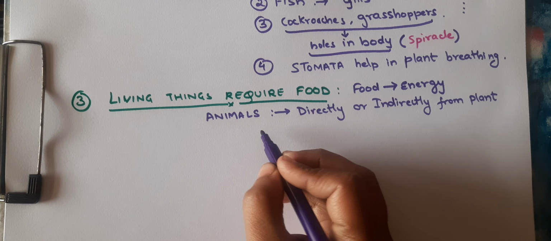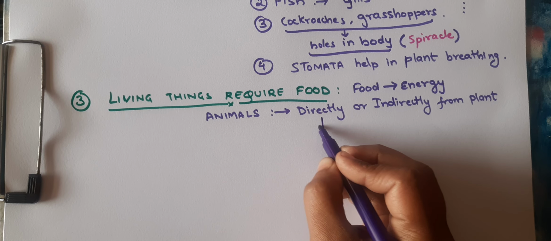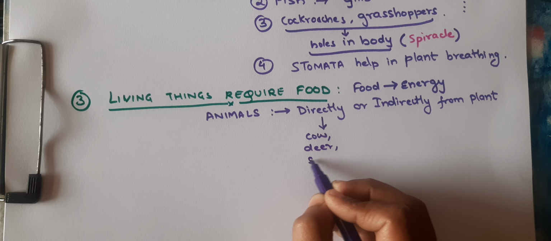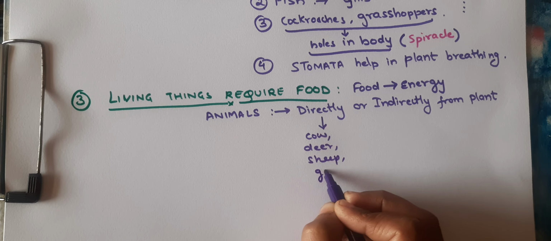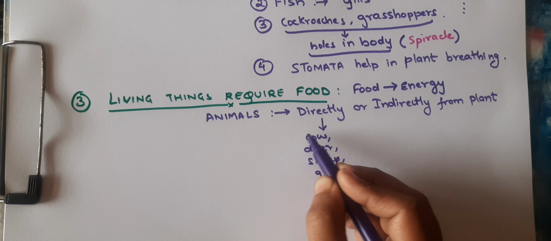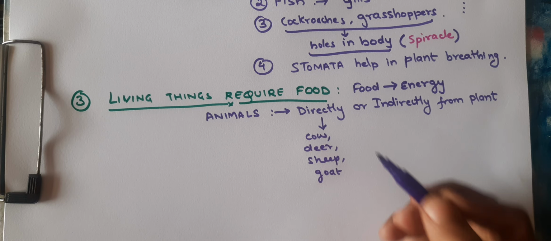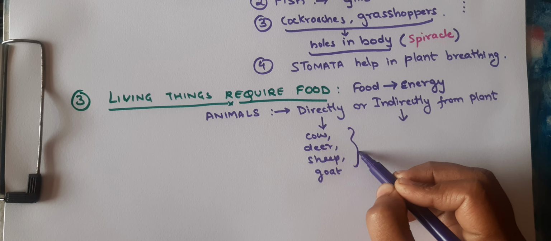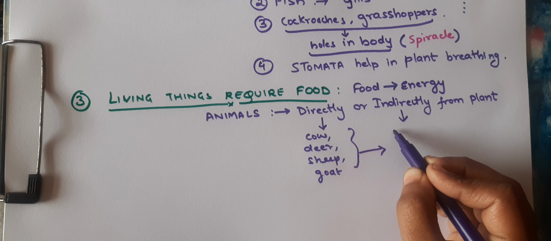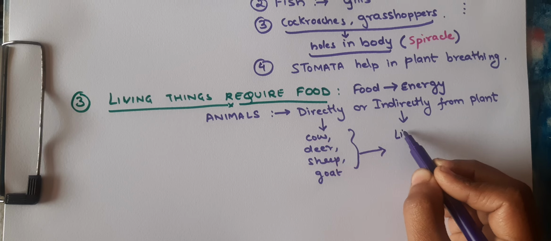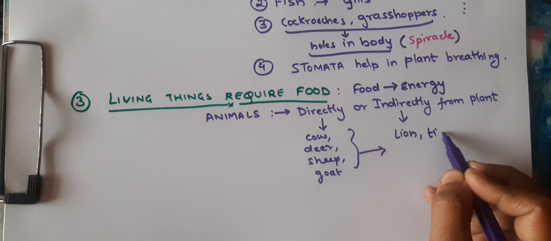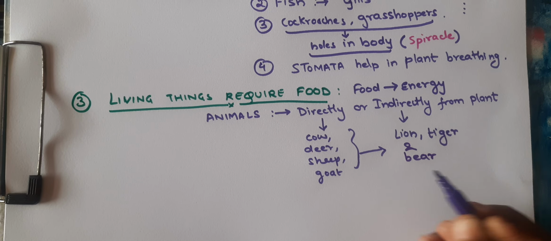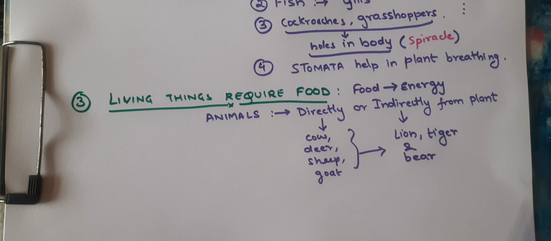Okay, so I will write it here directly, like cow, deer, sheep, goat. So they will get the food directly from the plant, they will eat grass or their leaves, and indirectly, like these animals are eaten by other animals. Okay, like lion, tiger and bear. So animal will get directly or indirectly food from plant.